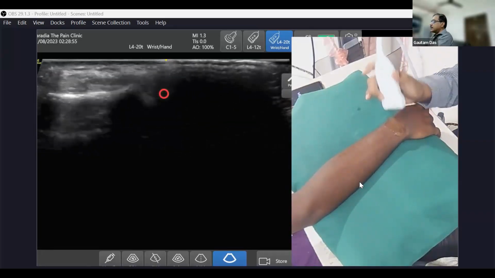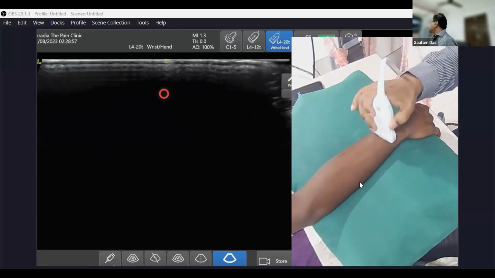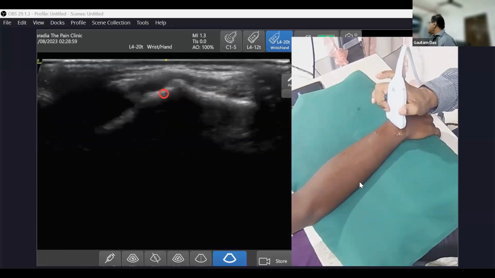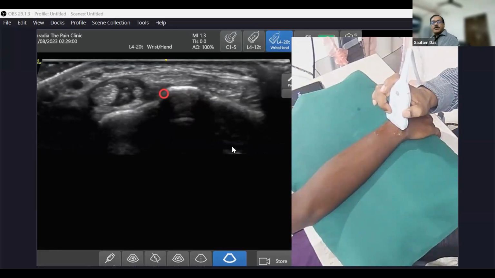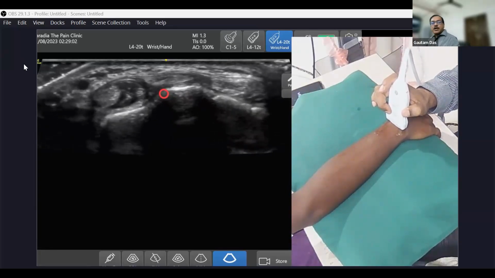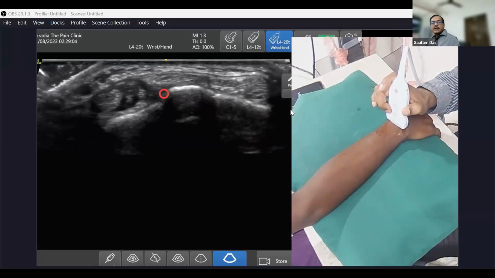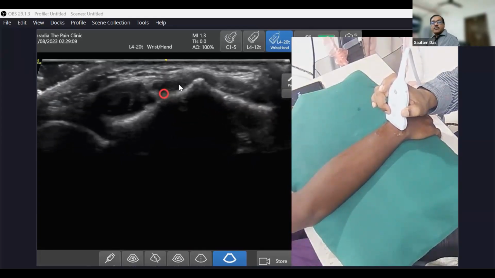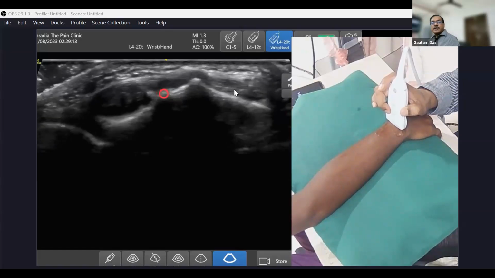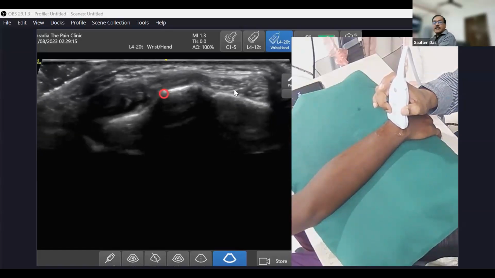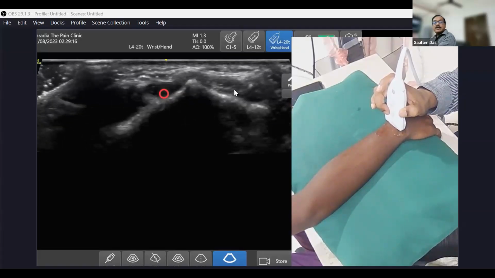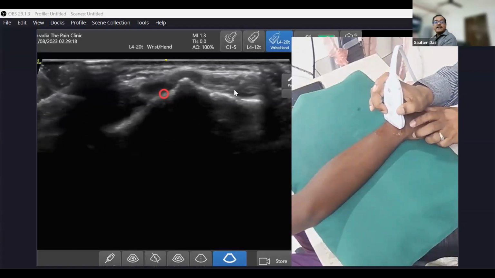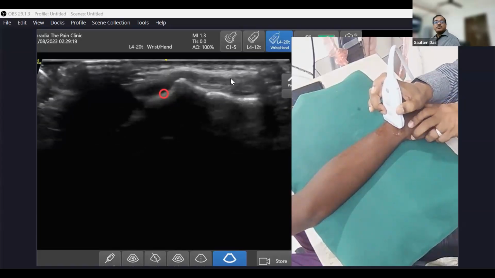Sorry, my aspect marker is towards the left-hand side of the probe, so this side is your ulnar side. This side is the radial side. So this projection is your Lister's tubercle, third compartment, second compartment. Now what I am doing, from the Lister's tubercle I'm going laterally, sorry, to the radial side.